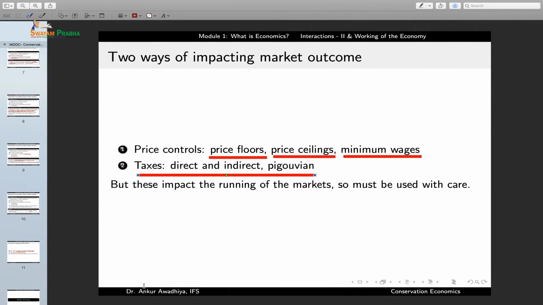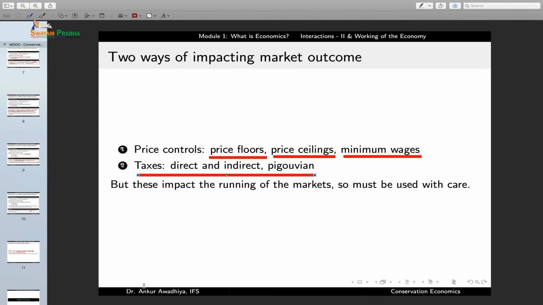We also have Pigouvian taxes. Now, a Pigouvian tax is a tax that is not put up to earn revenue for the government, but is there to change the behavior of people. A very good example is the tax on cigarettes or a tax on polluting vehicles. Now, this is a tax which is not primarily meant to increase the revenue of the government, but is meant to change the behavior of the people. So, this is also another way in which the government may impact the market outcome. So, the government may act through price controls, price floors, price ceilings, minimum wages, or through taxes and subsidies, which can be direct or indirect or even Pigouvian.